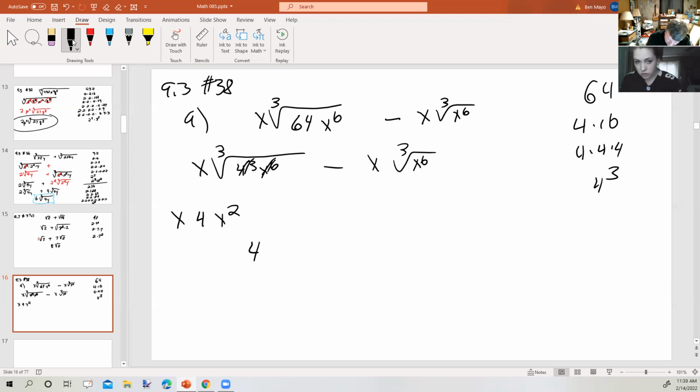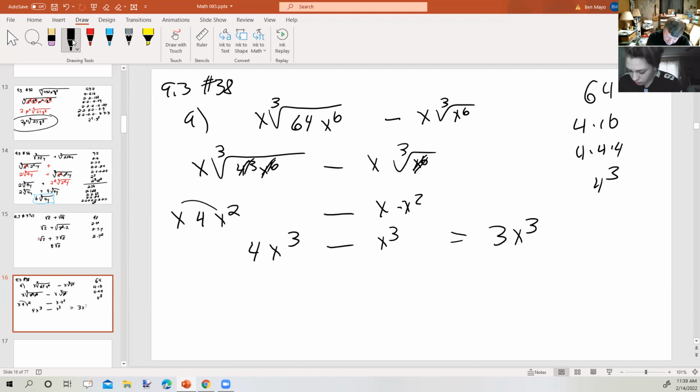So then I've got what? 4x cubed, combining those. And then here, the cube root of x to the 6th would be x squared outside. So that's x cubed. So I've got 4x cubed minus x cubed, which is 3x cubed. So that's the answer to number 38, part A.